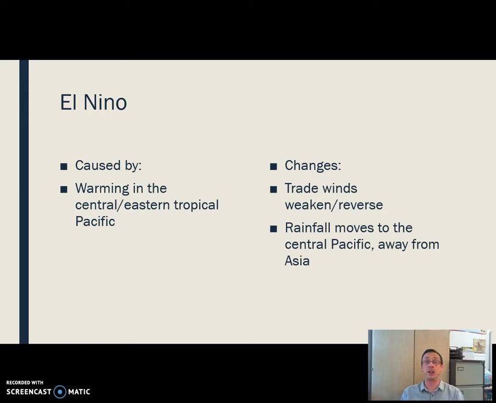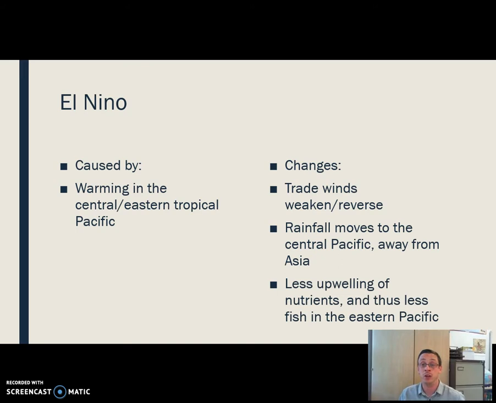Now, in addition to this, it pushes rainfall to the central Pacific away from Asia particularly. And that can result in a lot of droughts and things like that in Asian areas. And when we look at the central Pacific, it receives a lot more rainfall. Something else that we see is we've got less upwelling of nutrients, and that means we've got less fish, which can have a big impact in the eastern Pacific particularly.